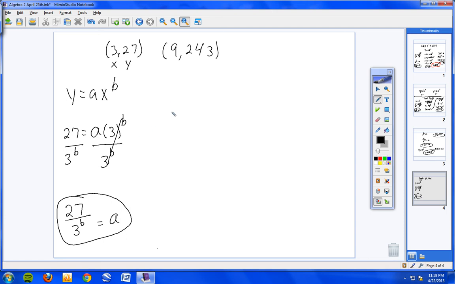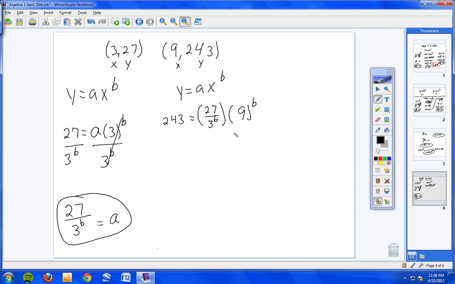Okay? Now, let's go ahead and do step 2, which is take your other ordered pair, your x and your y, and substitute those in. And by the way, when I substitute my x and y's in, I'm going to go ahead and substitute my a in also. Do you see what a equals? a equals 27 over 3 to the b power. So where my model is y equals ax to the b, where y is, I'm going to substitute 243. Where the a is, I'm going to substitute 27 over 3 to the b power. And then where x is, I'm going to substitute 9. And then, of course, that's 9 to the b power.